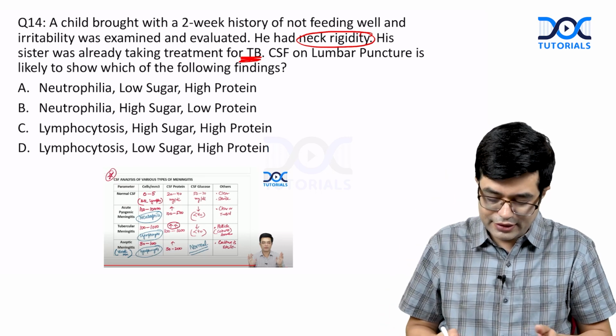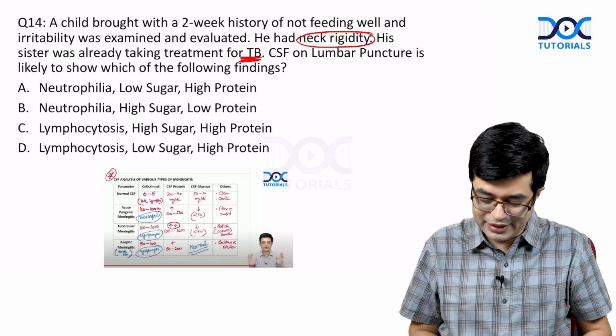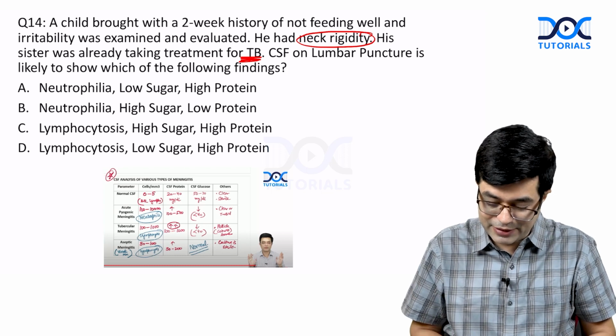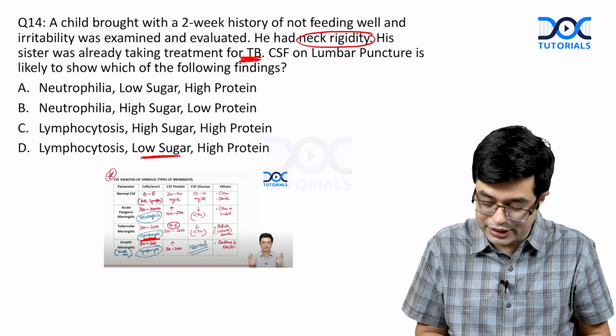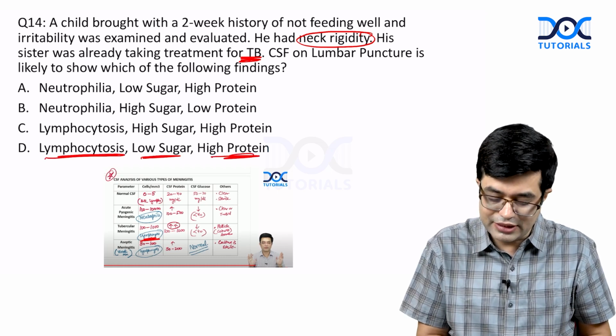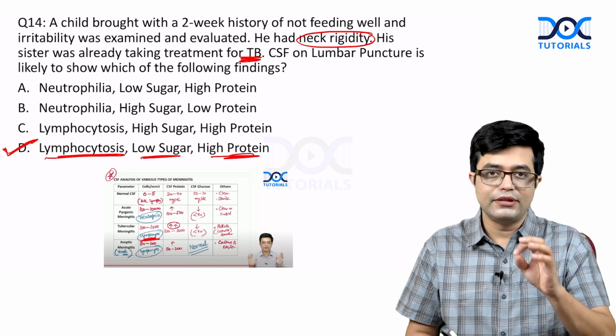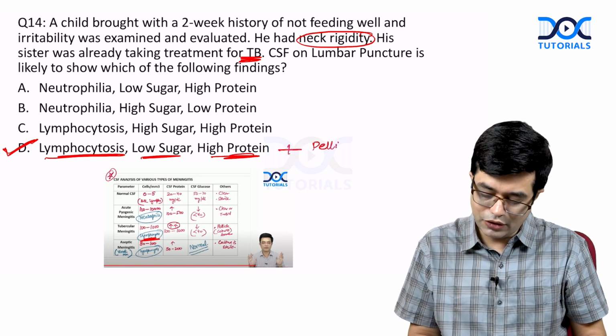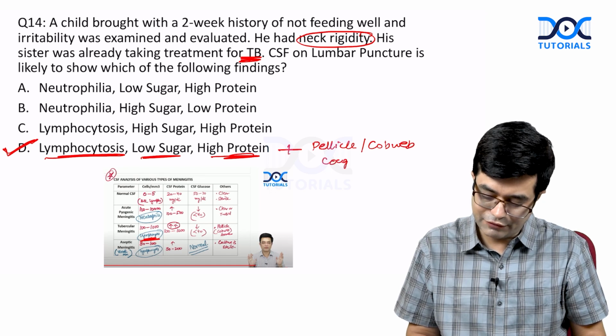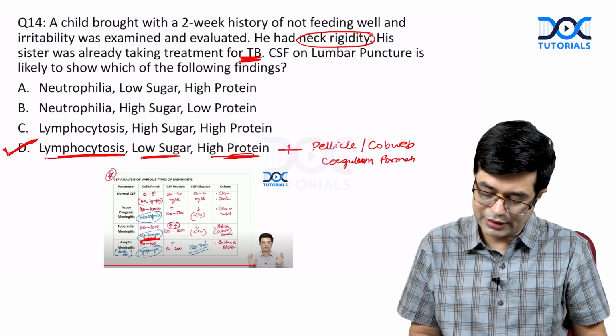So what is the tubercular picture? I need not make the entire table now. You can see that these patients are having lymphocytosis. There is low sugar in the patient and high protein. Tubercular meningitis is characterized by specifically high protein, and these patients also have pellicle or cobweb coagulum formation, if you keep the CSF for some time.